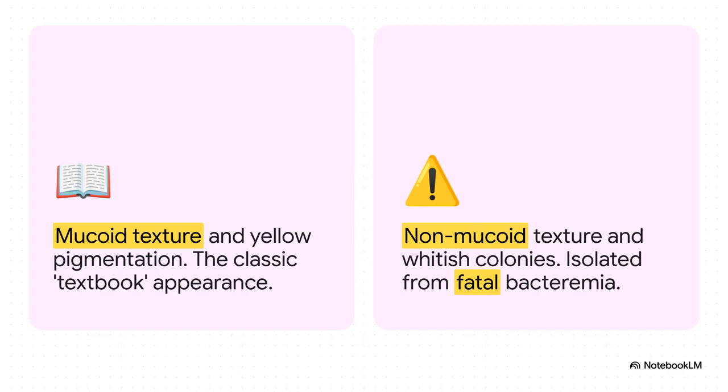But, and this is a huge but for every single person working in a clinical lab, what if it doesn't look like that? Atypical strains exist. They're non-mucoid, kind of whitish, and they don't fit the textbook picture at all. And the really scary part, these atypical variants have been isolated from fatal cases of bacteremia. This means you absolutely cannot rely on colony morphology alone to make the call or to dismiss it.